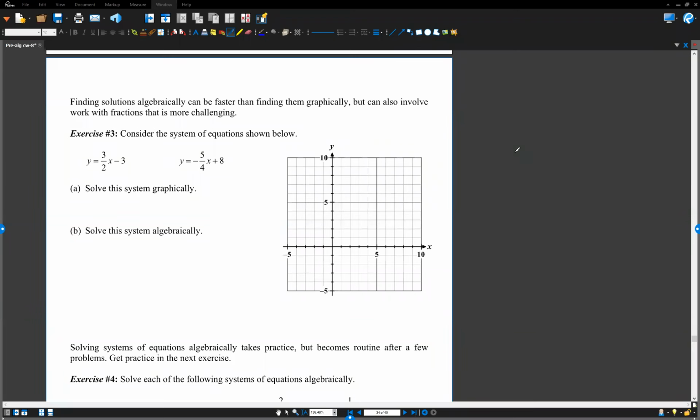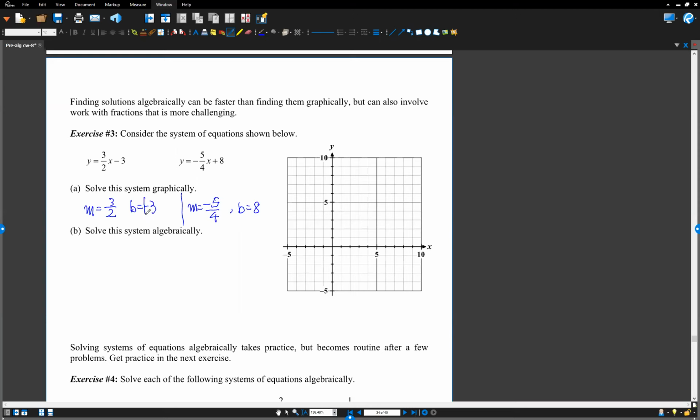Okay, graphically, I'm going to work with you. Slope 3/2, y-intercept negative 3. Second one, slope negative 5/4, b value is 8. Now let's make the graph.